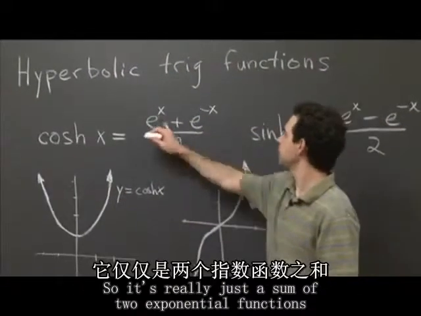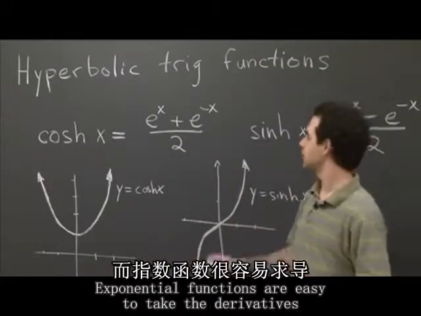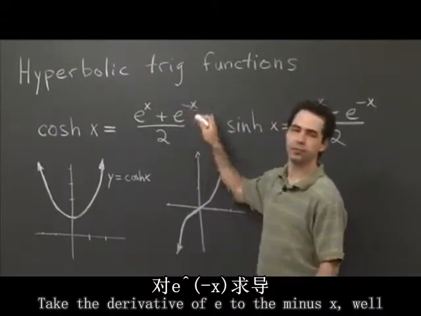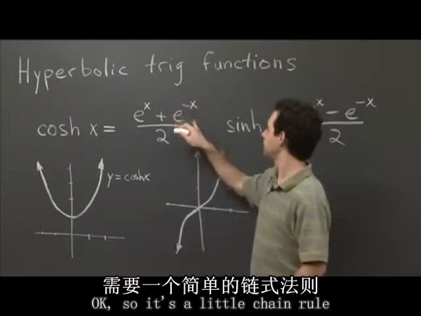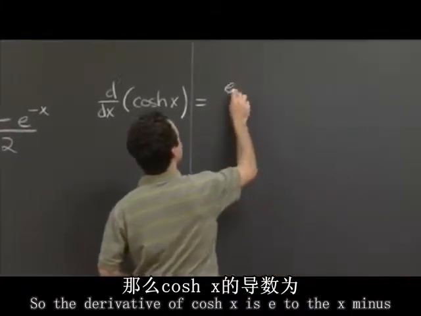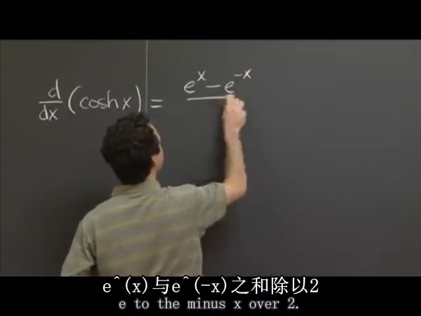So it's really just a sum of two exponential functions. Exponential functions are easy to take the derivatives. Take the derivative of e to the x, you get e to the x. Take the derivative of e to the minus x. Well, okay, so it's a little chain rule, so you get a minus 1 in front. So the derivative of cosh x is (e to the x minus e to the minus x) over 2.